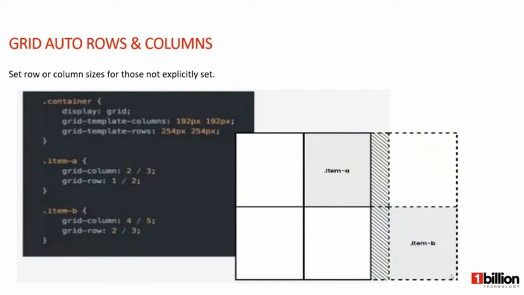The grid-auto-rows property sets a size for the rows in a grid container. This property affects only the rows with the size not set. Similarly, the grid-auto-columns property sets the size of the columns in a grid container. The property affects only the columns with the size not set.